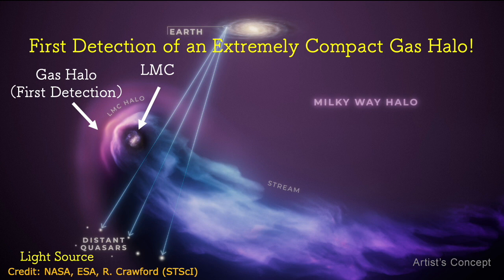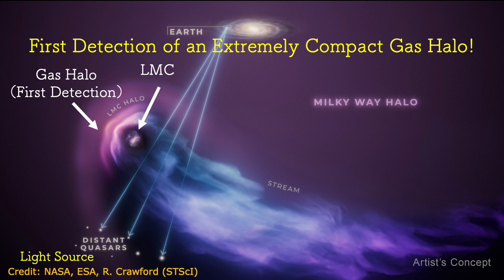The research team used 28 quasars to measure absorption lines and conducted an investigation of regions up to 110,000 light-years from the Large Magellanic Cloud. This measurement revealed that the size of the gas halo surrounding the Large Magellanic Cloud is about 50,000 light-years, which is only about 10% the size of halos surrounding other galaxies of similar mass.